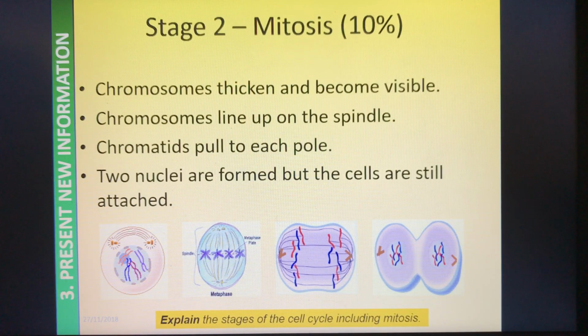So stage 2 is mitosis. This is about 10% of the time. So we've used 90, we've used 10, which takes us to 100, but stage 3, cytokinesis, is super, super quick.